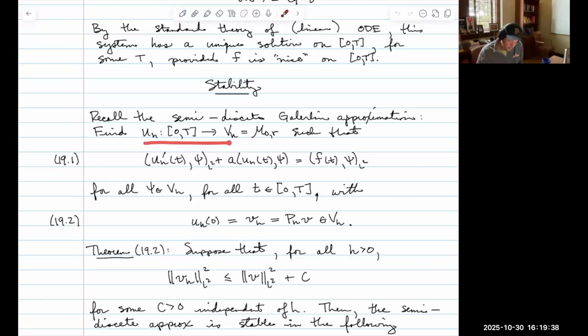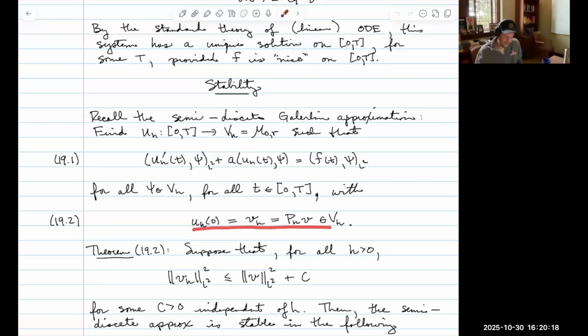I'm going to look for UH of that type that satisfies this weak formulation equation: UH prime inner product against psi plus A bilinear form of UH and psi equals the L2 inner product of F against psi. Where psi, what is that? That's any finite element function that you want to choose. It's arbitrary. This has to hold for all time between 0 and t. And then finally, the initial conditions should be satisfied.